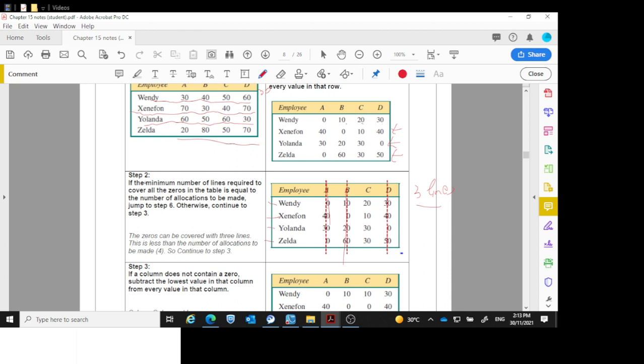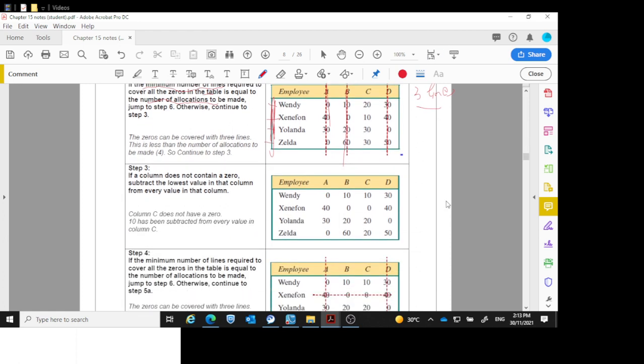If the minimum number of lines required to cover all the zeros in the table is equal to the number of allocations to be made, in this case 4, we jump to step 6. Otherwise, we continue. In this case, there's only 3 lines that we can cover the zeros with. So what I do now is, in every column that does not have a 0, we subtract the lowest value in that column from all the other values.